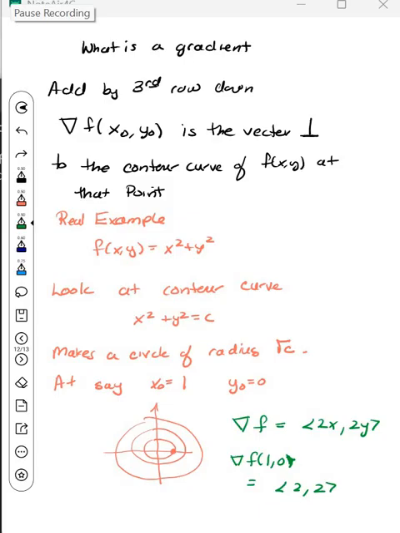Sorry, 2, 0. Numbers are hard for me. And I can plot that vector. 2, 0 looks like over 2, up 0. It looks like this. And it indeed is perpendicular to that point. Right there is perpendicular.